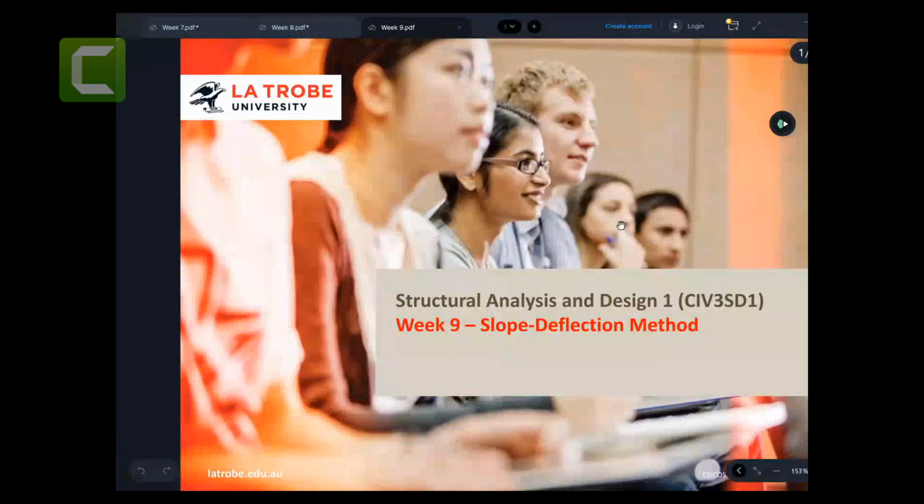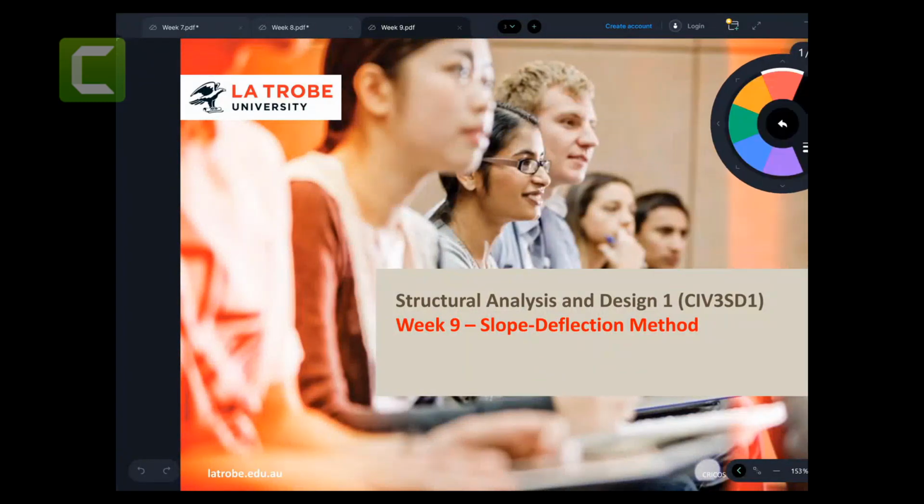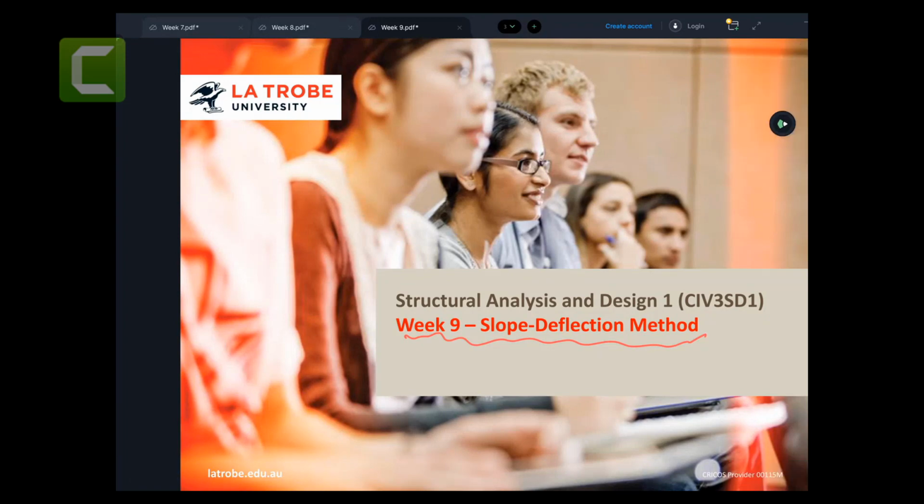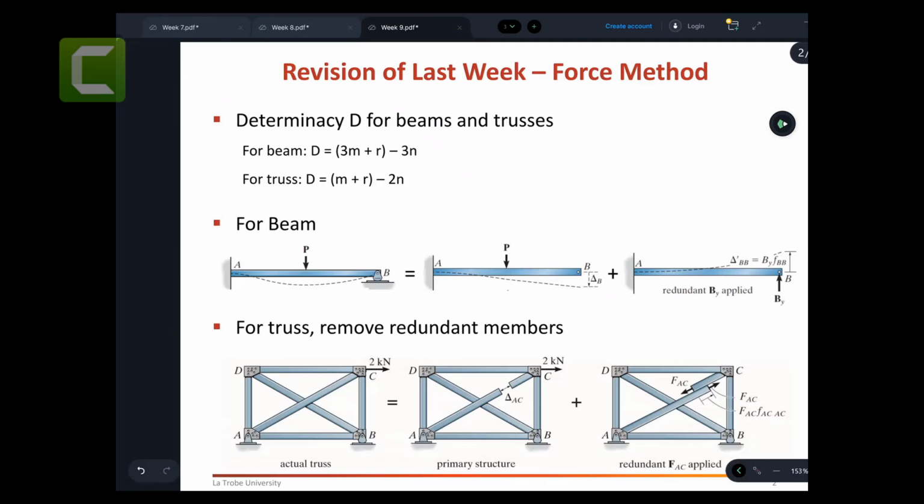Take over. That new topic is slope deflection methods that we're going to discuss today, continuing from the force methods that we discussed last week. So let's recap what we have done recently. As you know, we did the force methods last week.